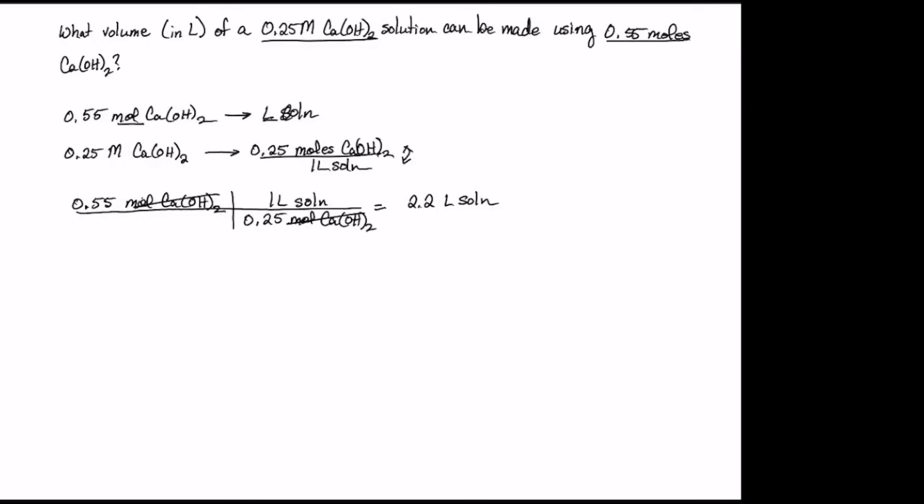The 0.25 moles of calcium hydroxide from the concentration has 2 significant digits. So we have 2 significant digits times the unlimited number of significant digits divided by 2 significant digits. Since the measurement with the fewest has 2 significant digits, that means our answer should have only 2 significant digits, and so we would record it as 2.2 liters of solution.